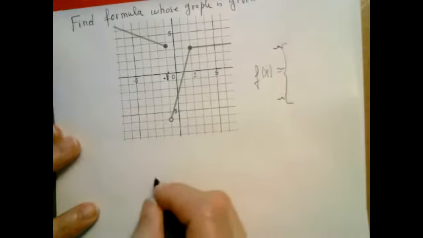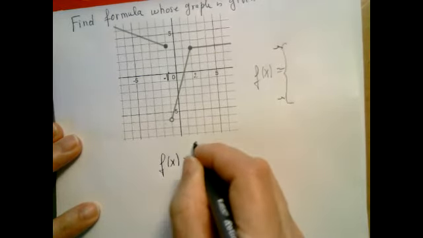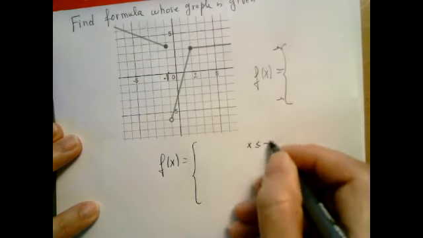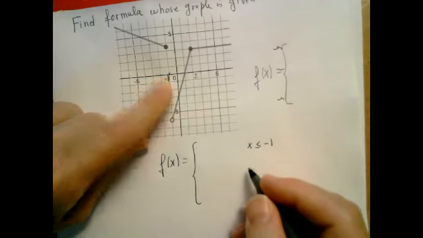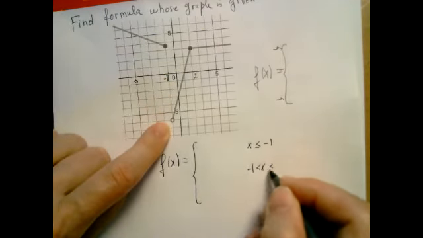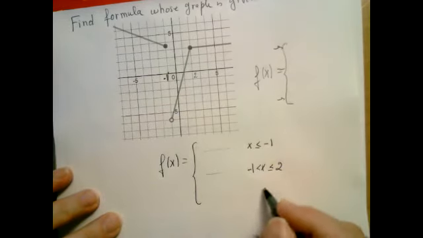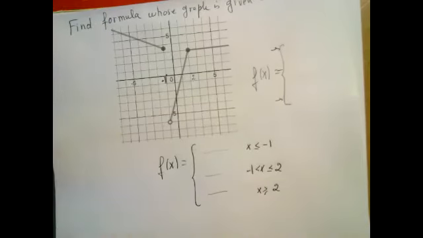So I will write here, and then we figure out. My function is going to be a certain formula when x is less or equal to -1. That's what the picture suggests. Between -1 and 2, open at -1, closed at 2, we're going to have something else. And finally, for x bigger or equal to 2, we're going to have another formula. So let us find every piece by itself.